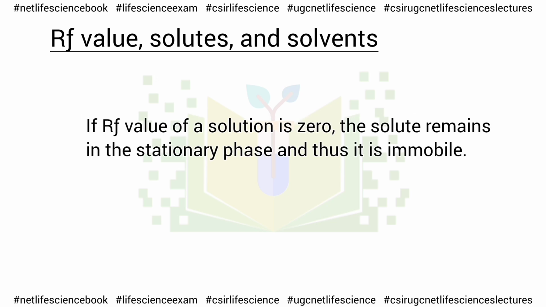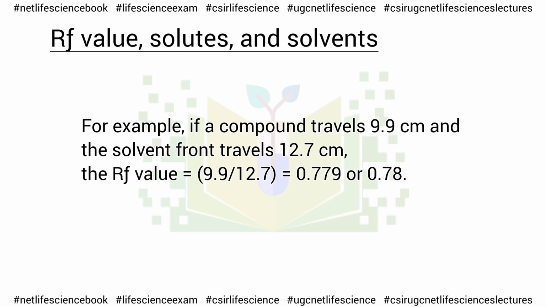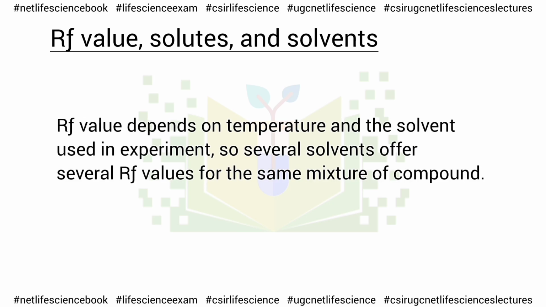If the Rf value of a solution is 0, the solute remains in the stationary phase and thus it is immobile. If the Rf value equals 1, then the solute has no affinity for the stationary phase and travels with the solvent front. For example, if a compound travels 9.9 cm and the solvent front travels 12.7 cm, the Rf value equals 0.779 or 0.78. Rf value depends on temperature and the solvent used in the experiment, so several solvents offer several Rf values for the same mixture of compounds.